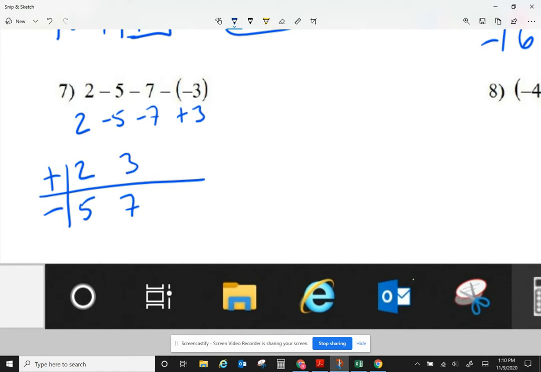Let me make a little box here. When I add my positives, 2 plus 3 is 5. When I add my negatives, 5 plus 7 is 12. Remember my question here: who won by how many points? The positives score 5, the negatives score 12. I'm going to say the negatives won. Now, by how many? Subtract those two numbers, 12 minus 5. So I'm going to say the negatives won by 7.